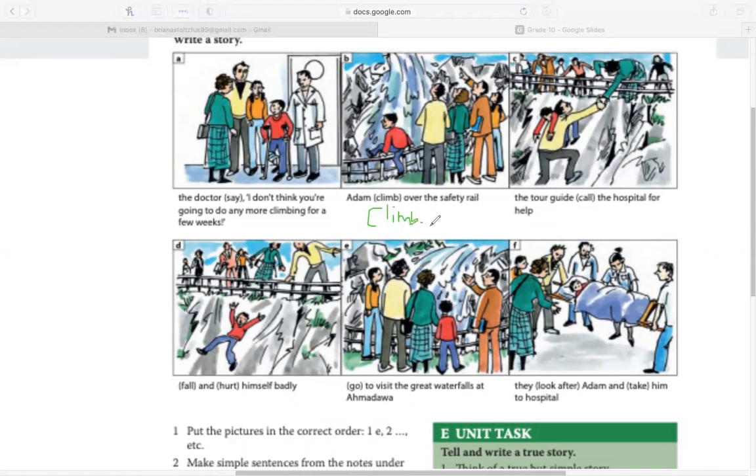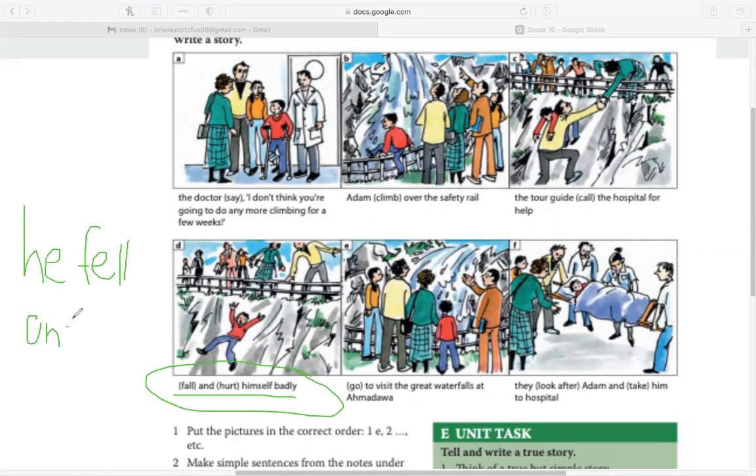Okay, do you remember what happened next? D. Can you make a sentence with this information? First, we need a subject. He, and what did he do? He fell and hurt himself badly. So the past tense of fall is fell, and the past tense of hurt is hurt. What happened next?